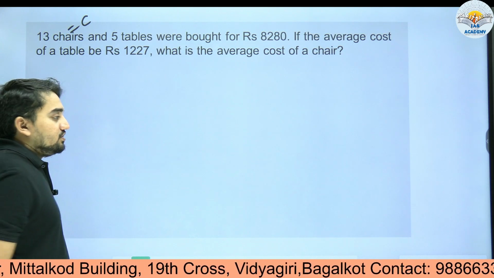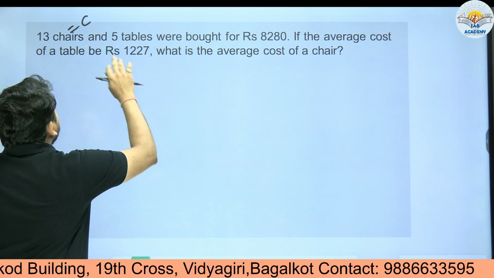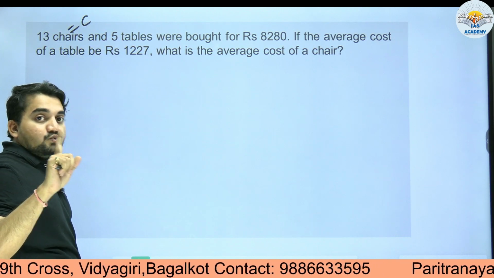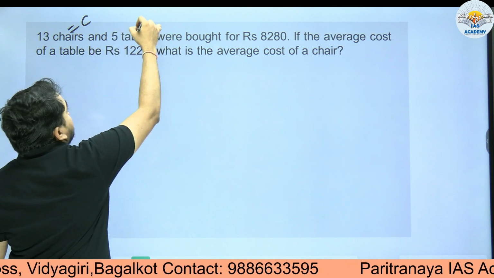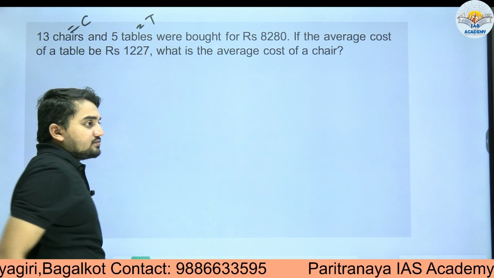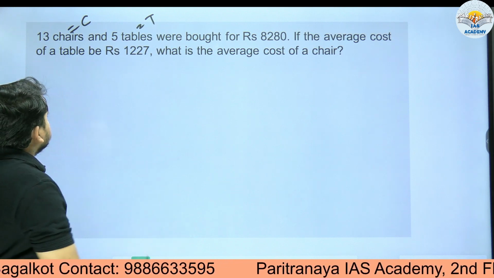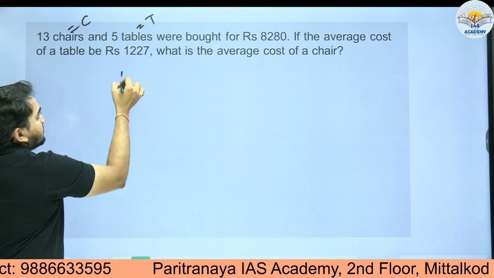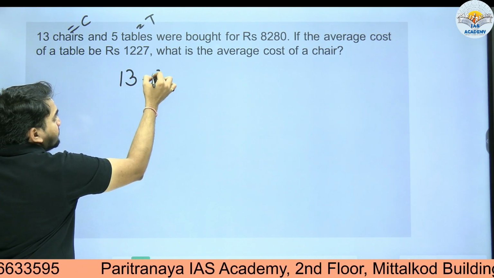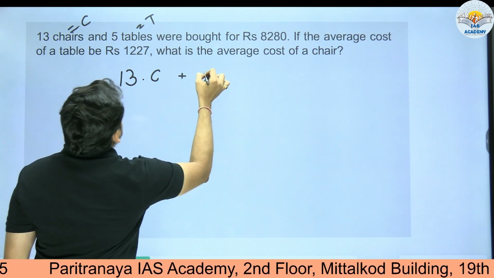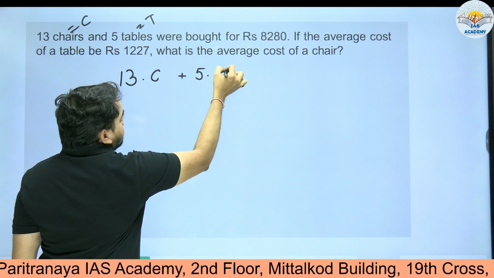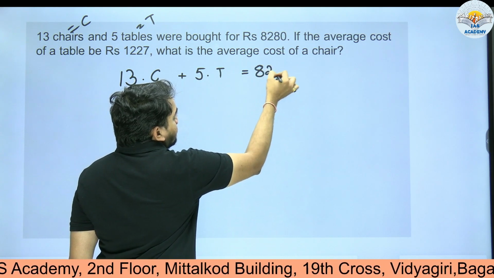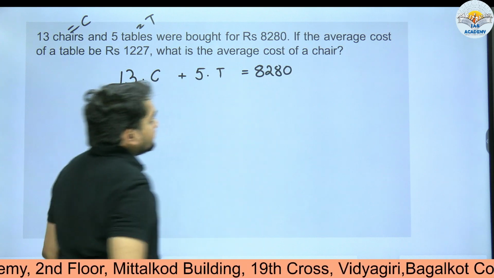All right, so in the first case what I will do is simply take the cost of one chair as C and the cost of one table as T. This is my first step. Okay, they were bought for rupees 8280. That means 13 into C plus 5 tables, where the cost per table is T, that is equal to 8280. All right, this is given.